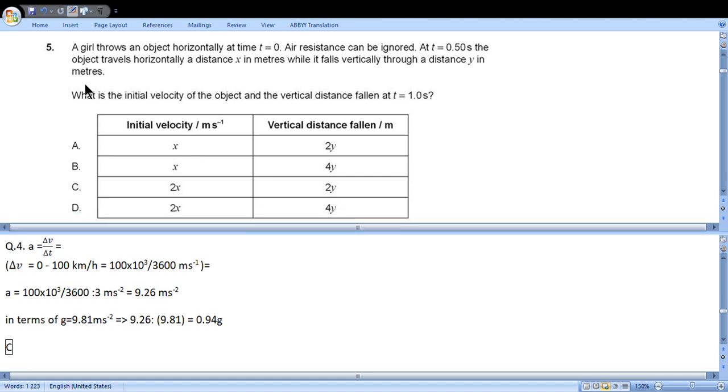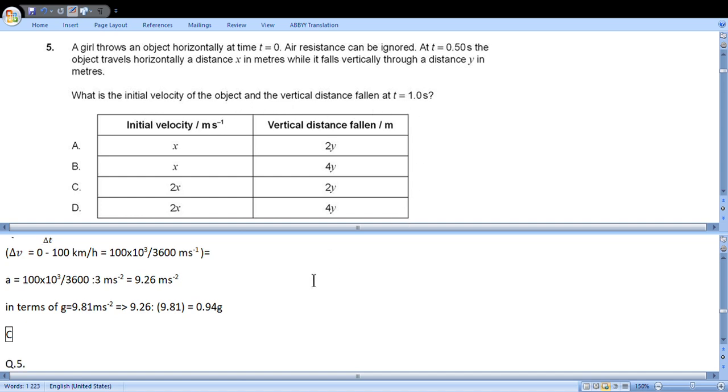Next question, question 5. A girl throws an object horizontally at t equals 0. Resistance can be ignored. At time 0.5, the object travels horizontally a distance x in meters and it falls through a distance y in meters. What is the horizontal distance and vertical distance after 1 second?